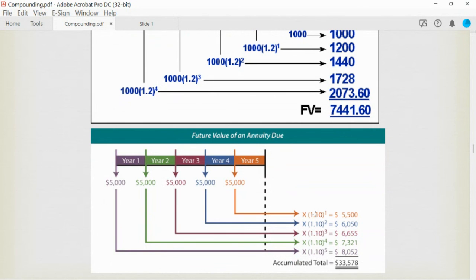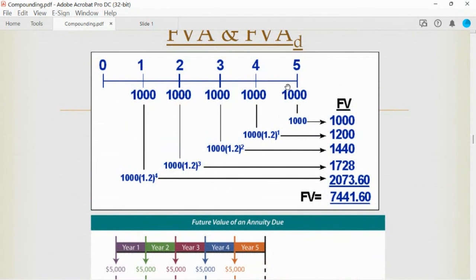Okay? So how can you summarize the difference between ordinary annuity and annuity due? This is called ordinary annuity, right? Ordinary annuity is basically the default. It's called ordinary because it's the default. So that means unless it is specifically told that this is annuity due, by default, it is ordinary. By default, you assume ordinary annuity.